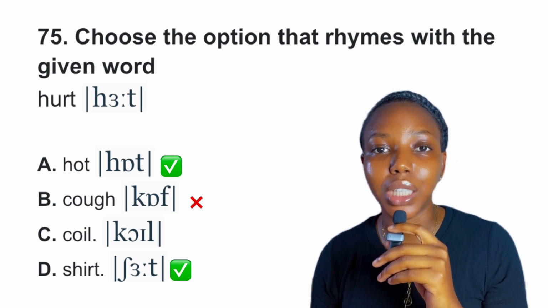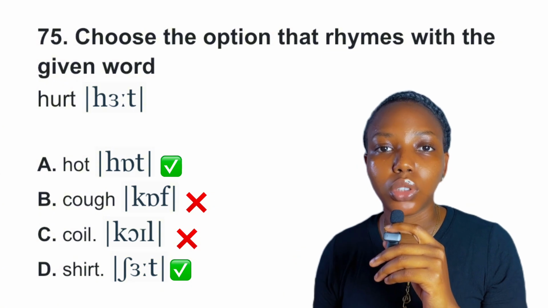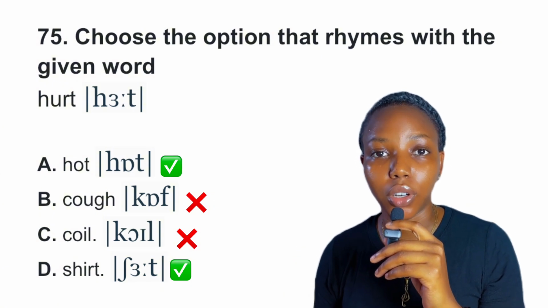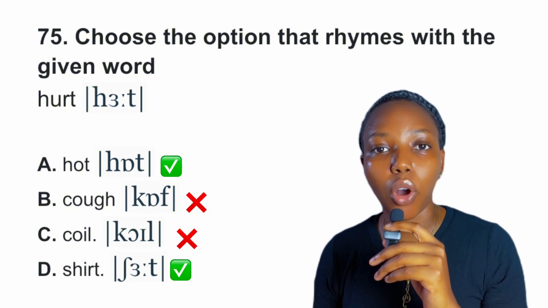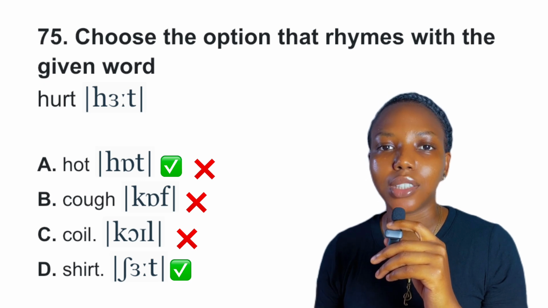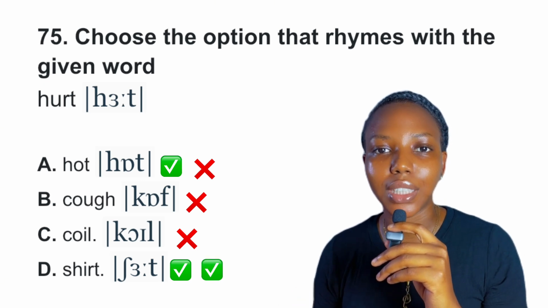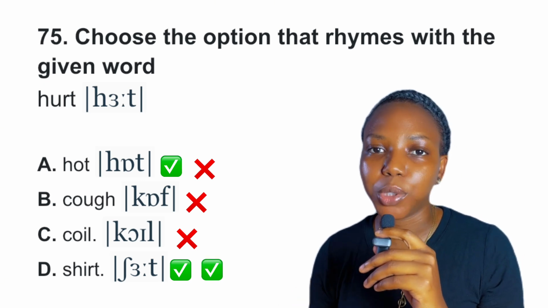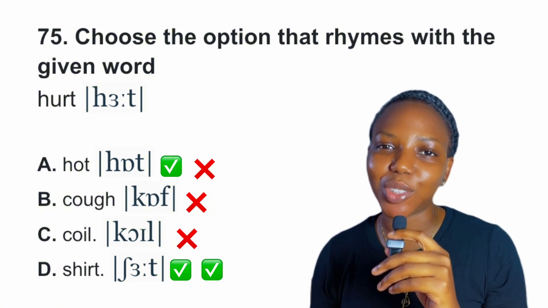So we let option B and C go. Then we have to go to the second to the last sound in the given word. We can see that option A has the O sound, while option D has the sound. So shirt is the answer to this question. Option D is the final answer to this question.